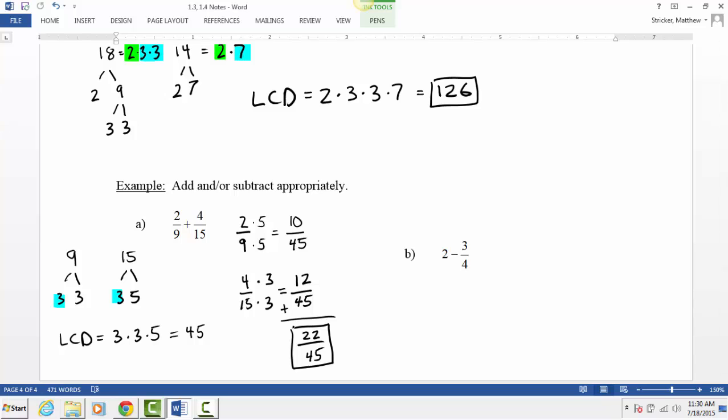Okay, last example. Remember, I need this to be a fraction, so I'm going to write it over 1. This is a case where it's a little easier to see what the common denominator is, because both of these denominators, 1 and 4, can become 4. I have 2 over 1, which I can turn into 4 by multiplying the top and bottom by 4. So that's going to be 8 over 4 minus 3 over 4. So now I'm going to subtract: 8 minus 3 is 5 over 4.